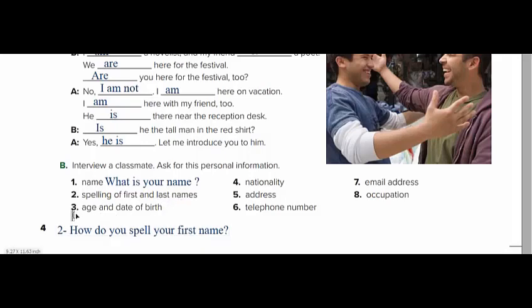Question number three. Age and date of birth. So I say, how old are you? This is asking about age. How old are you? What about asking about birth? When were you born, for example? Or what is the date of your birth? When were you born? أو الأحسن أن نقول, what is your birth date?